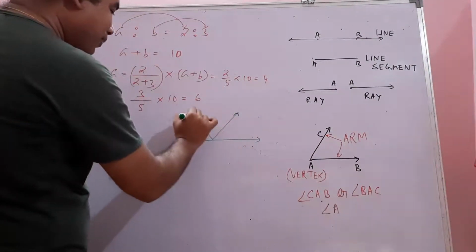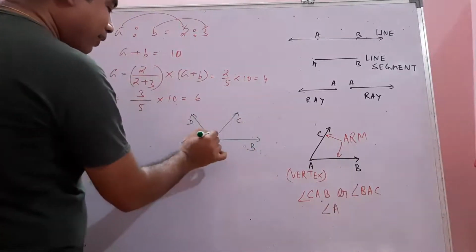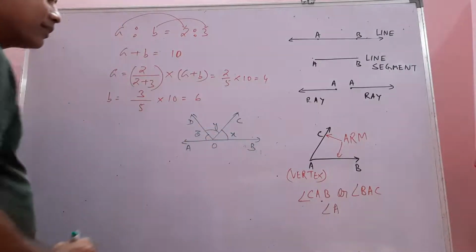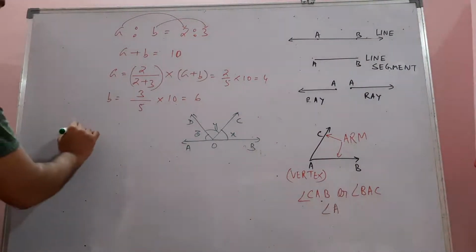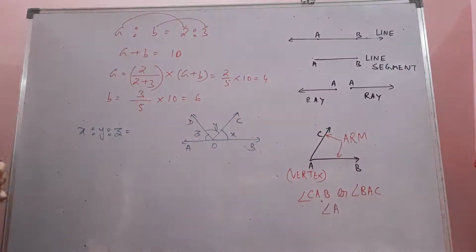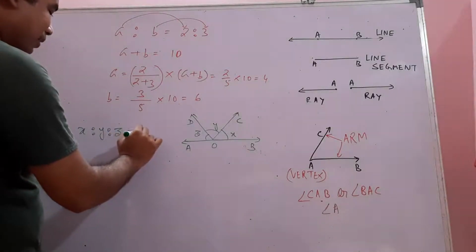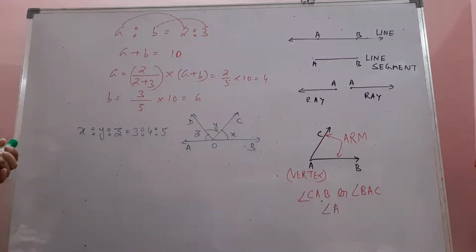Say, for example, we have a figure like this one. These are three angles, X, Y, Z. And suppose the ratio of X, Y, Z is given, say 3:4:5, just an example. Can I find X, Y, Z?